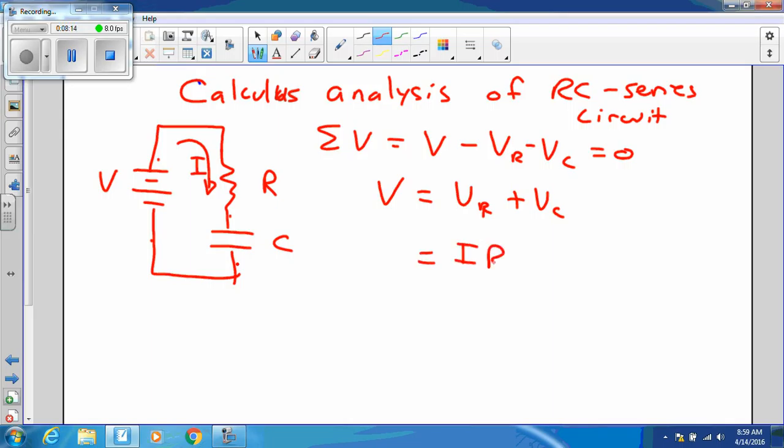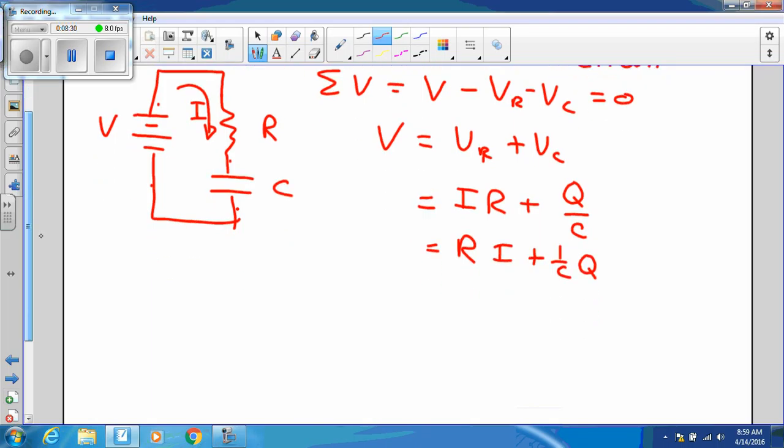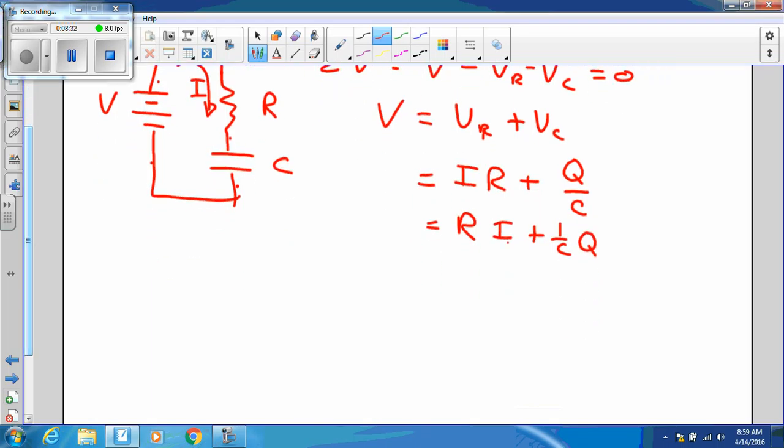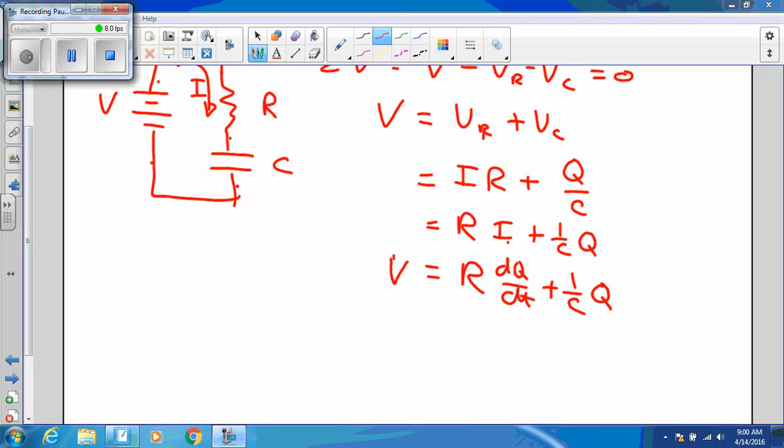And now VR is going to be I times R. VC is going to be Q over C, like this. And if it's okay with you, I'm going to write this as R times I plus 1 over C times Q. Now comes the calculus magic, because in calculus terms, I is the rate at which charge is flowing. It is dQ/dt. And so what I have now is a differential equation.